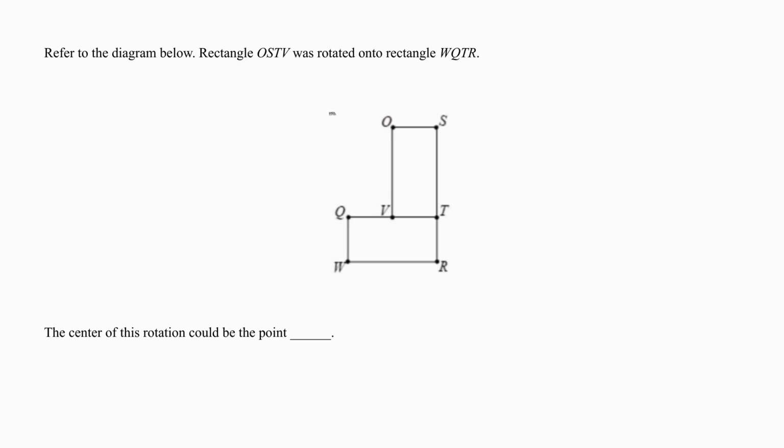All right, let's take a look at this geometry question. We are dealing with a rotation, which means turning a shape around a specific fixed point. First, we need to know which rectangle is the original and which is the rotated one. Going back to our question, you can see that the question mentioned that rectangle OSTV was rotated onto rectangle WQTR. This means that the original rectangle is OSTV and rectangle WQTR is the rotated image.